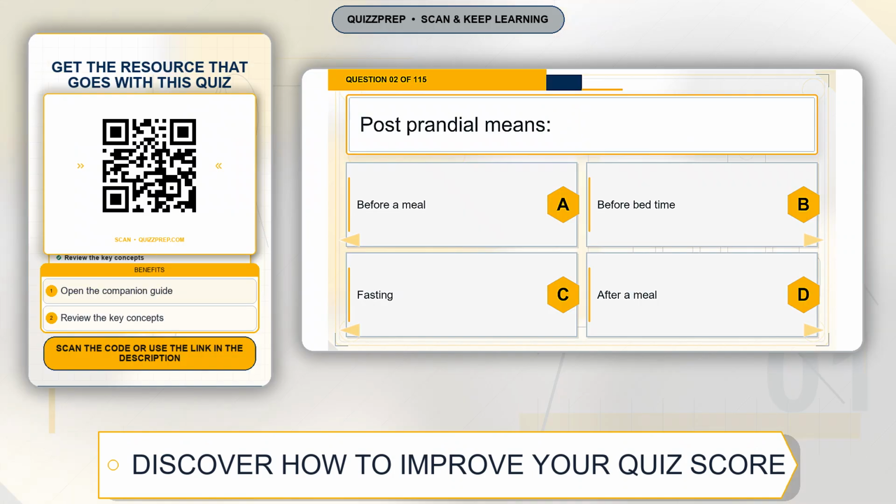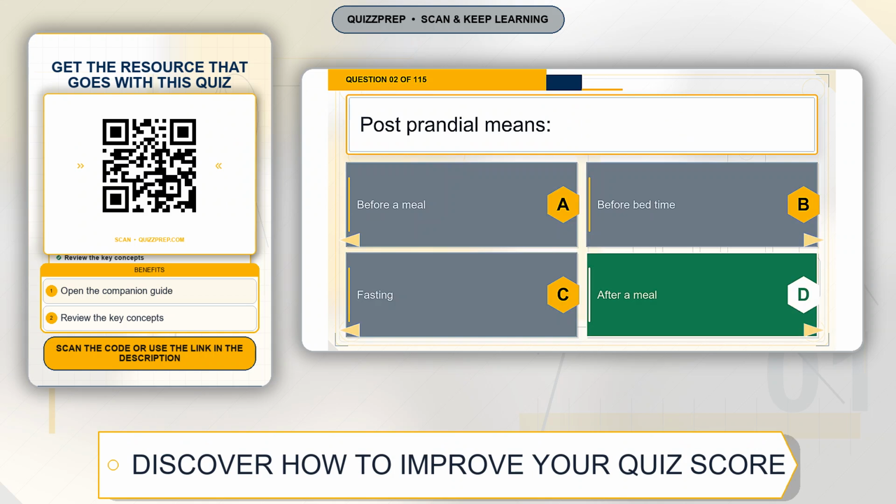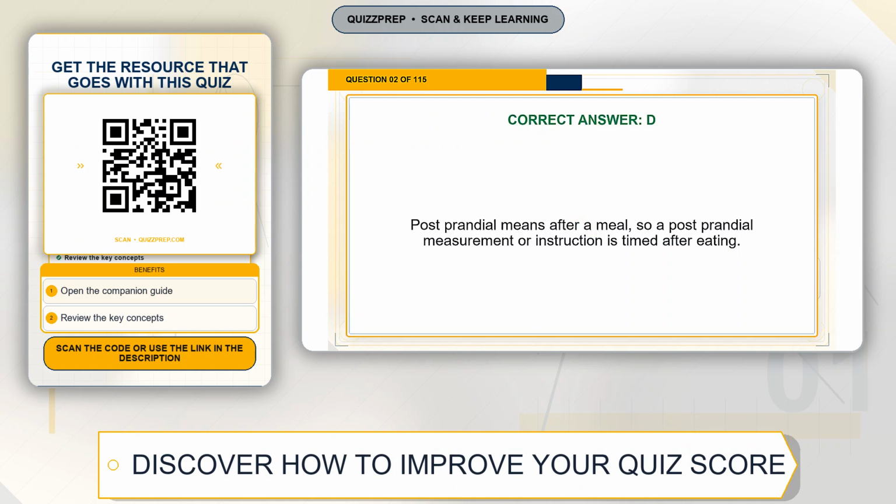Question 2. Postprandial means. Option A, before a meal. Option B, before bedtime. Option C, fasting. Option D, after a meal. The correct answer is option D, after a meal. Explanation. Postprandial means after a meal, so a postprandial measurement or instruction is timed after eating.